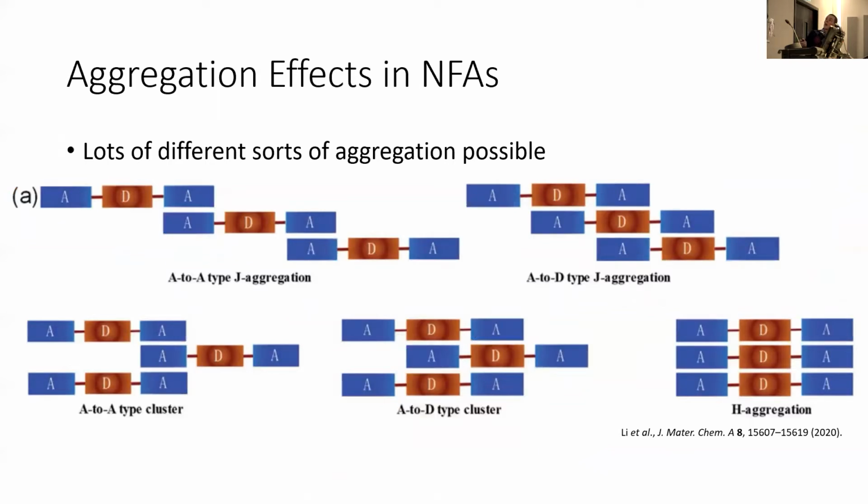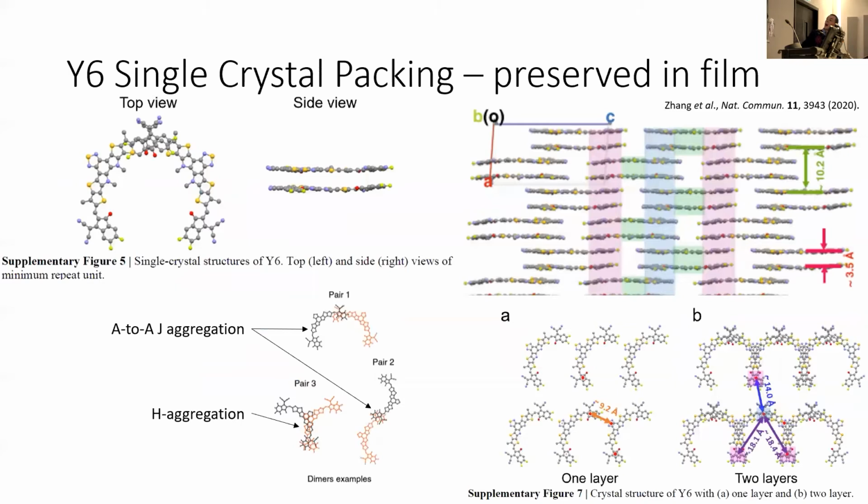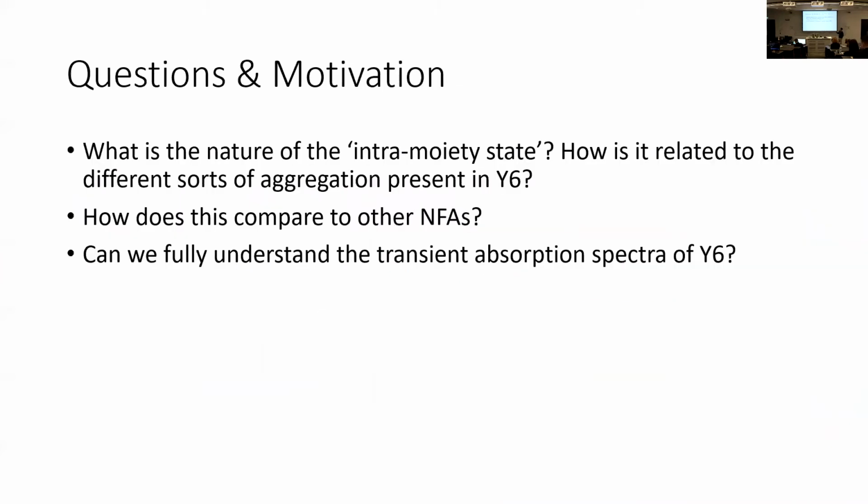So NFAs can undergo lots of different sorts of aggregation. But the main one I'm going to be talking about today is this A to A type J aggregation, which is pretty ubiquitous in NFAs. And to spoil the surprise on the next slide a little bit, Y6 also has what's known as H aggregation. A very nice paper was published quite recently, again, about the packing of Y6. To summarize everything on this slide, they have the A to A J aggregation, which is pretty common, but they also have this H aggregation in this pair 3 dimer in the crystal structure. That will be important very shortly.